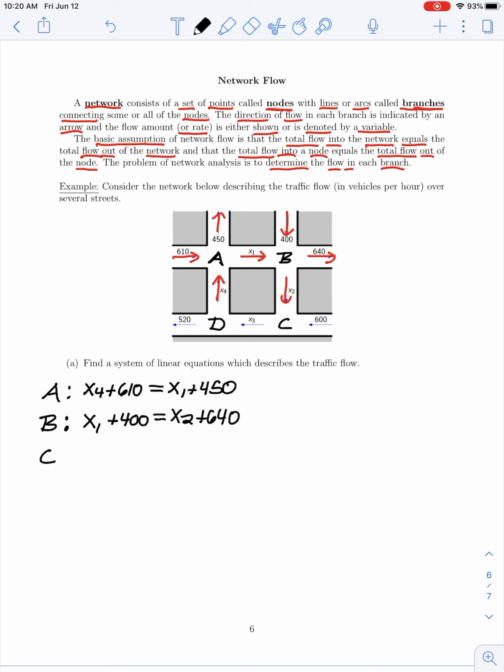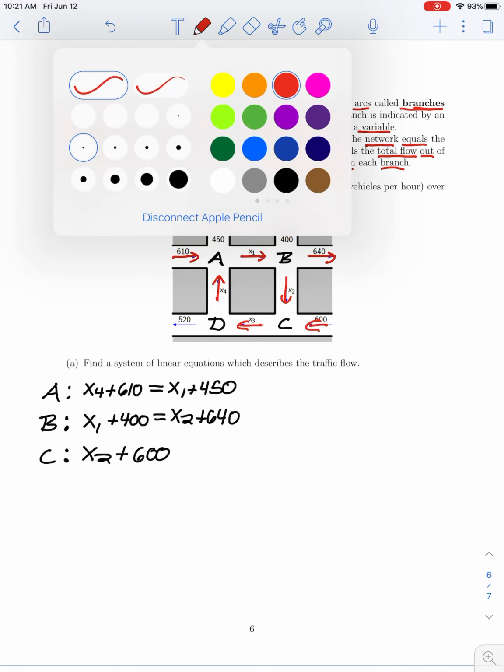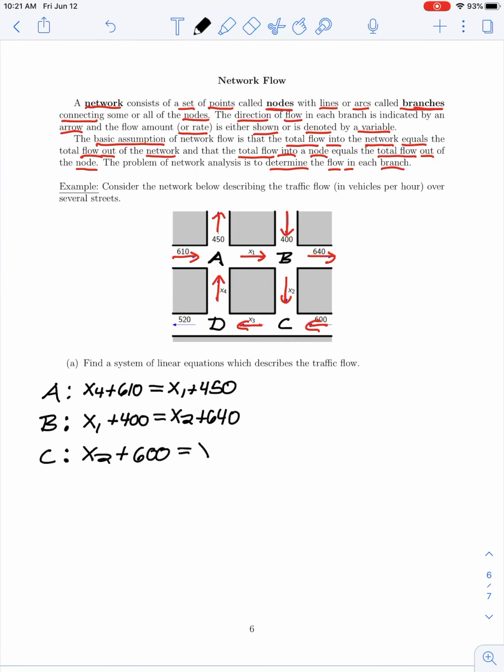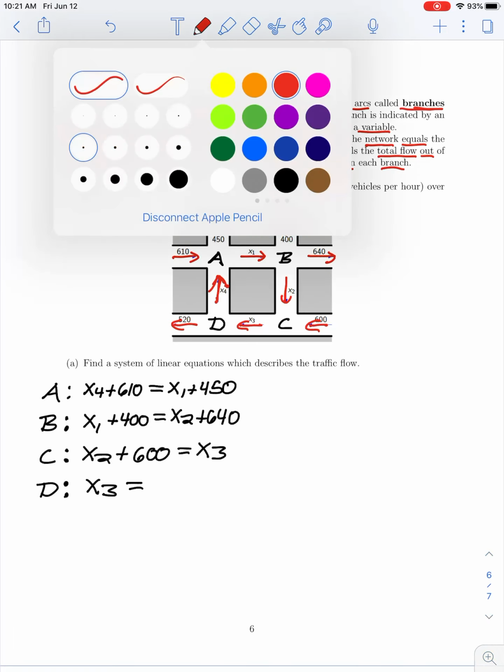So let's move through our other 2 intersections. For intersection C, the rate of flow in is going to be given by x2 plus 600, 600 coming in from outside of our system. And the rate of flow out from node C or intersection C is x3. So this x2 plus 600 must equal x3. And for intersection D, we have the rate of flow in is x3, which has to equal the rate of flow out, which we can see is given by this x4 plus 520.